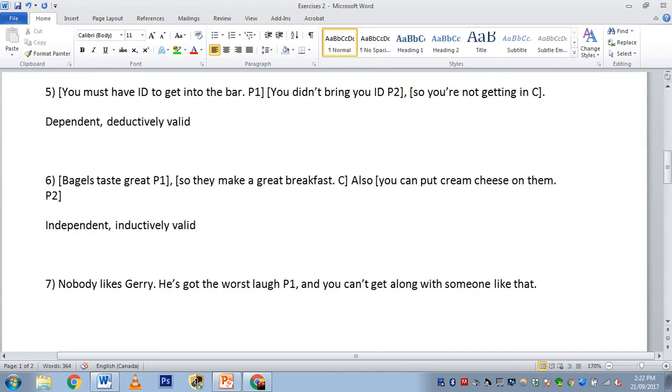Well, tasting great is one of the reasons why something is a great breakfast, isn't it? What do you look for in your breakfast? Nutrition is also a thing that you can look for in a breakfast. That would make an adequate breakfast. I'm not sure if it makes a great breakfast. So I guess it depends on whether you think the ability to put cream cheese on something makes it part of a great breakfast. It's weak evidence at best, right?